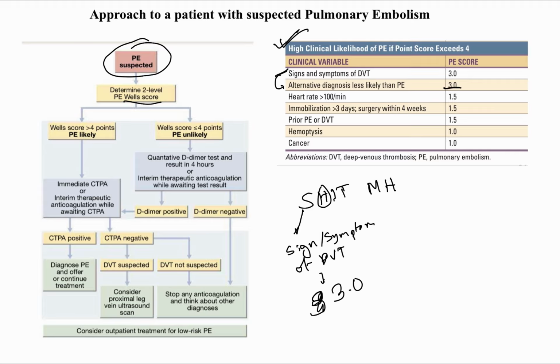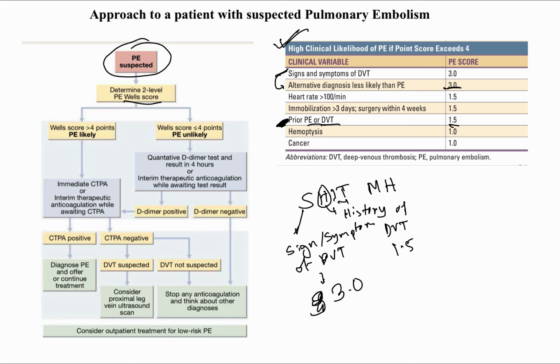Now in H, we have history of DVT, or deep vein thrombosis. So if the patient has prior pulmonary embolism or deep vein thrombosis, then we should add a further 1.5 to the scoring system.